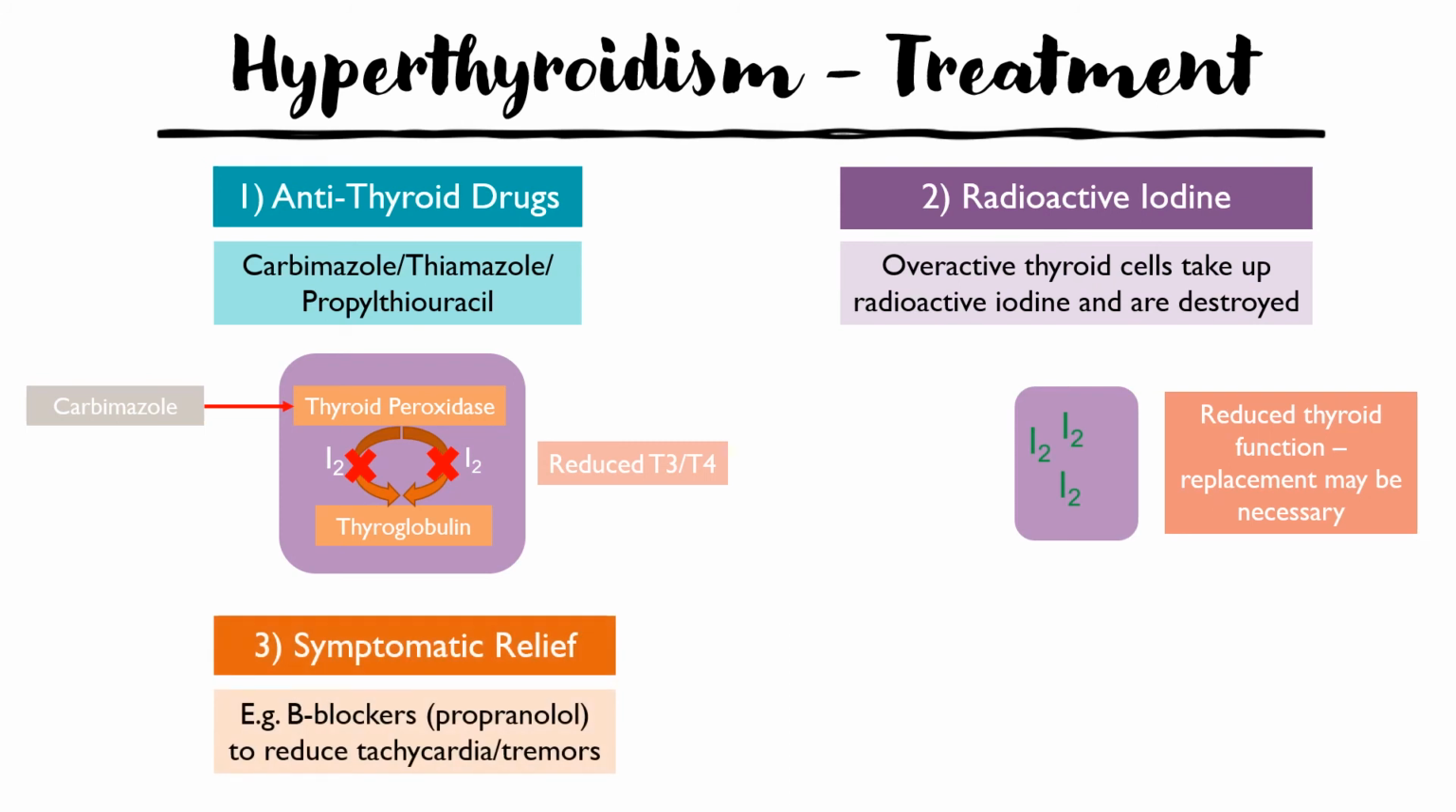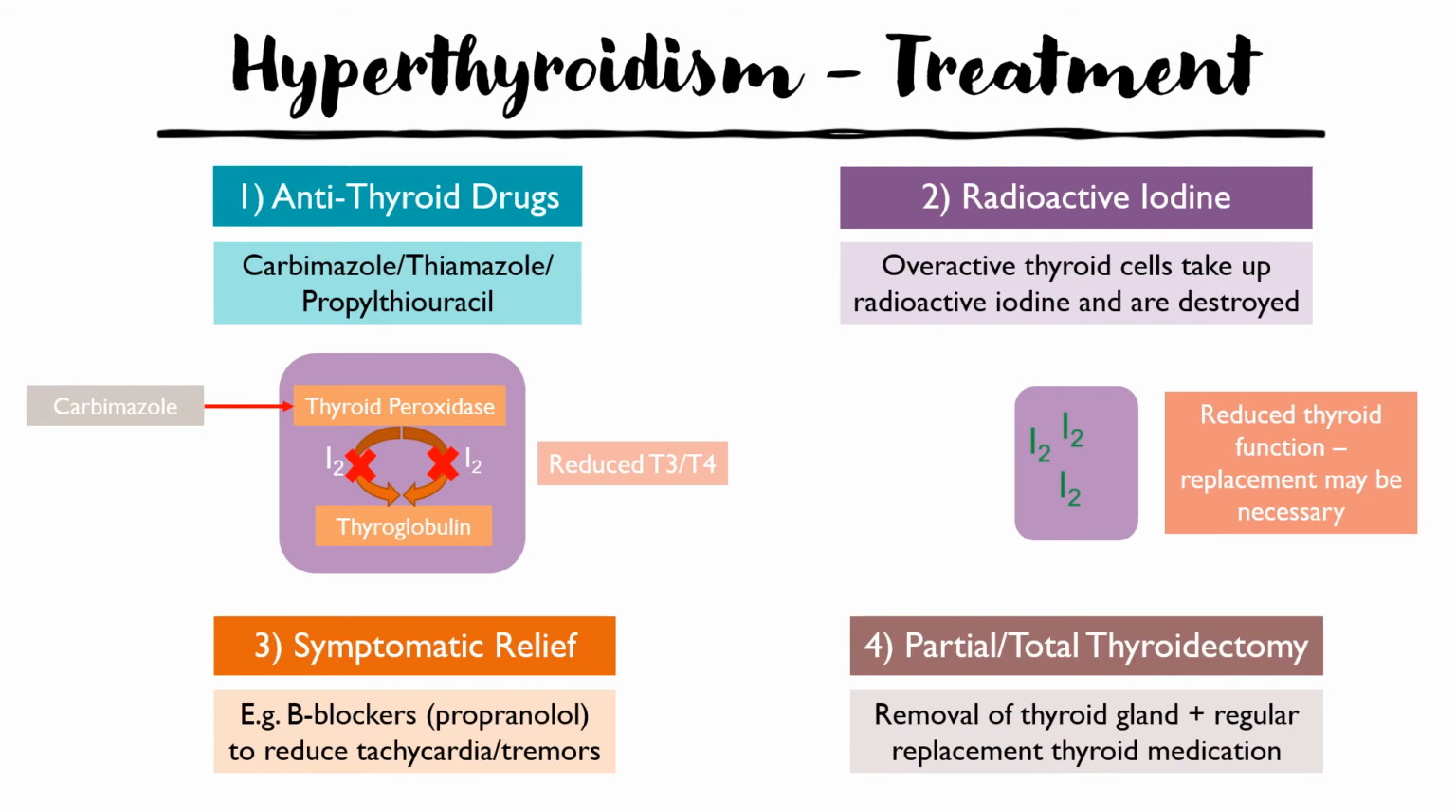Another mainstay of treatment involves symptomatic relief. So if you remember from earlier, one of the symptoms of hyperthyroidism is tachycardia and tremors. And basically beta blockers such as propranolol can be used to treat these. And finally, a definitive treatment for hyperthyroidism involves partial or total thyroidectomy, which is removal of the thyroid gland and regular replacement thyroid medication.